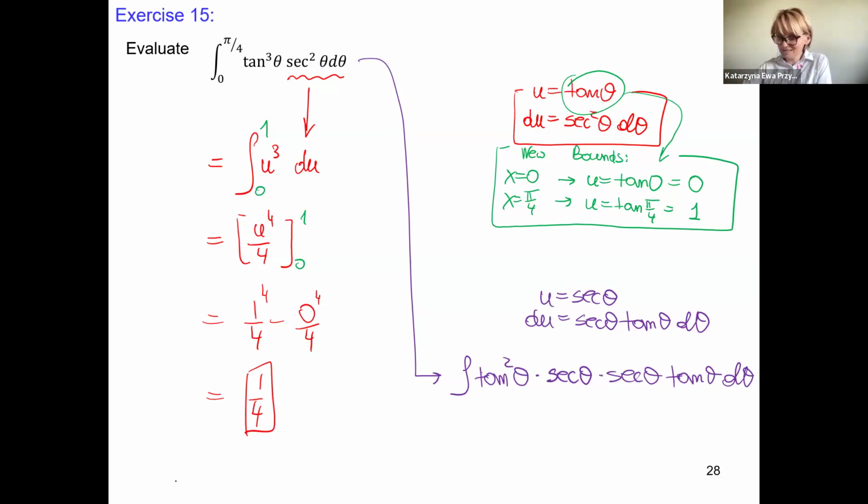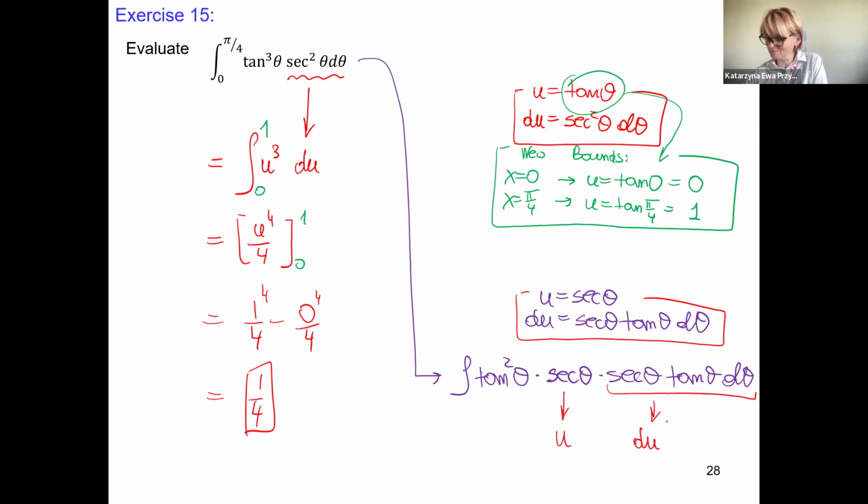I still have tangent cube and I still have secant squared. Now let's see what happens. Let's use the rule backwards. That means secant is u, and secant tangent theta d theta is du. We're not in a bad situation because we are a little bit lucky. This is even power, that's what we need.